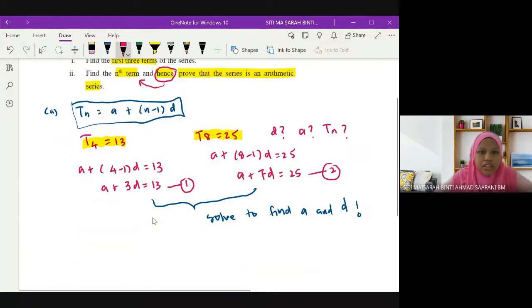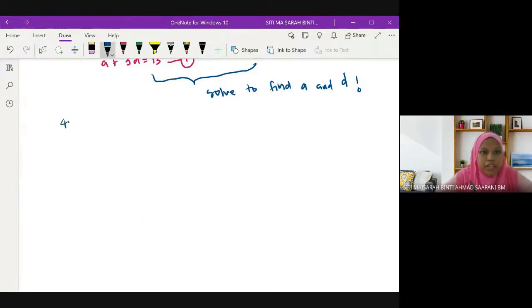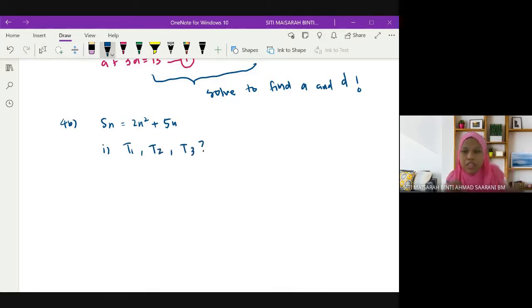Okay. So the information we have for question 4B: first, we have Sn, the sum of the first n terms, which is 2n square plus 5n. The question wants T1, T2, T3. So how do we find T by using S? We have Sn. For questions 3 and 2, to find T we used Tn. But now we have Sn, and we are going to find T. How?